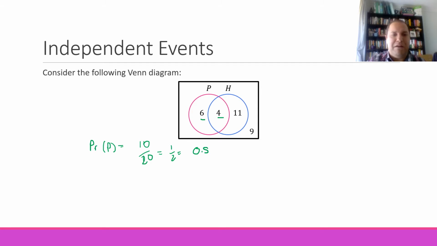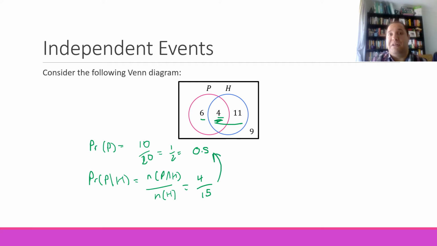Now, how are we going to work that out? We're just going to start off with using our conditional probability formula. So let's find the probability of P happening given H happens. That's the number of times P and H occur over the number of times H occurs. So the number of times P and H occur, well that's this number in the middle, that's 4, out of H, that's 15. And that is not the same as 0.5, that's not even close, right?